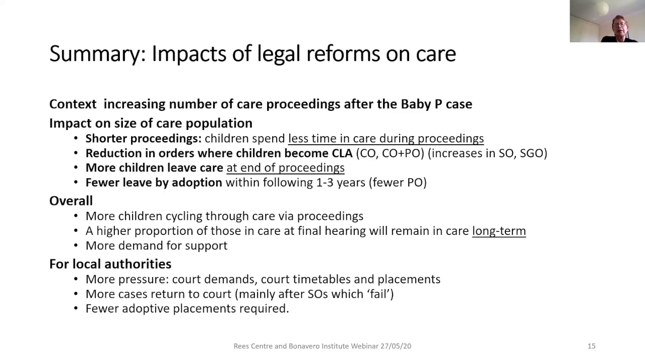So thinking about the impact on the care population, shorter proceedings mean that many children spend less time in care during proceedings. So we have all those children who are in the LAC group who leave care at the end of proceedings. And we see that there are more children leaving care at the end of the proceedings from slide 14 because there are fewer children subject to care orders or care and placement orders at the end of proceedings in sample 2. So proceedings are shorter, more children leave at the end, they are spending less time in care during the proceedings.